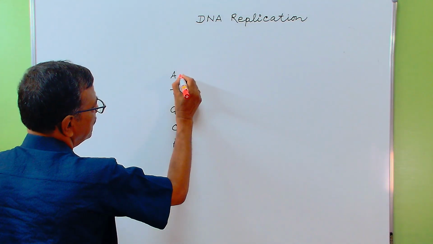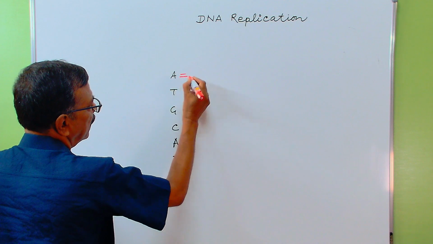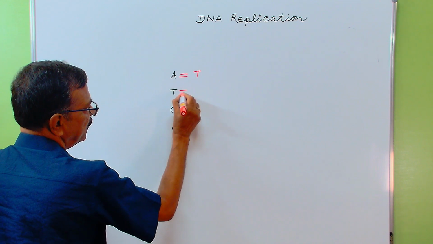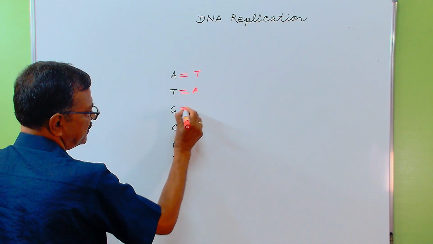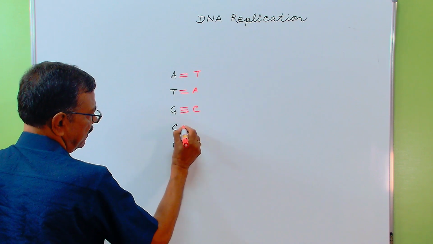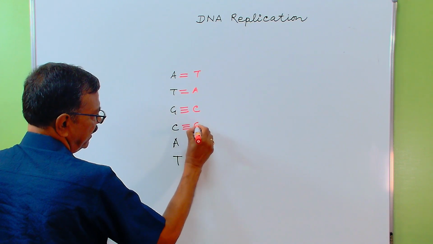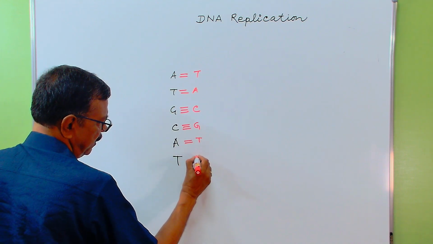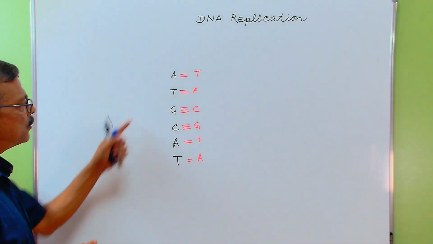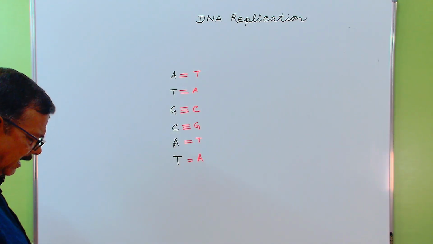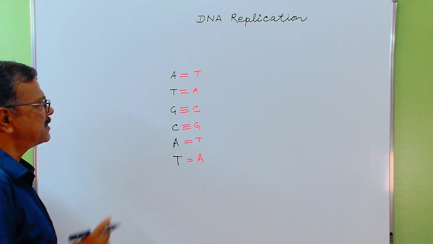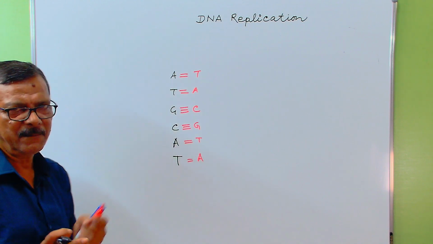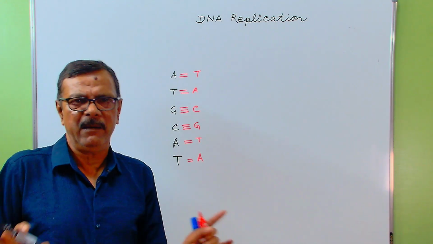These nitrogenous bases remain joined by hydrogen bonds. This one remains with thymine, this one with adenine. This is three hydrogen bonds with guanine. This is two hydrogen bonds with thymine. This is two hydrogen bonds with adenine. So we have seen that there are four types of nucleotides: A, T, G, C, that is adenine, guanine, thymine, cytosine. These are the four nucleotides available.